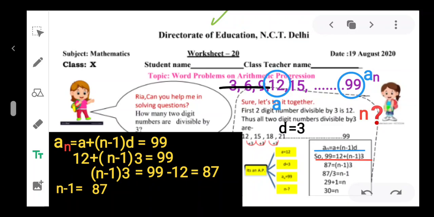Now 3 is multiplied on the left hand side, therefore divide on the right hand side. 87 divided by 3 is 29. n is equal to 29 plus 1, 30. Hence we can find the answer. It means we have 30 two-digit numbers divisible by 3.